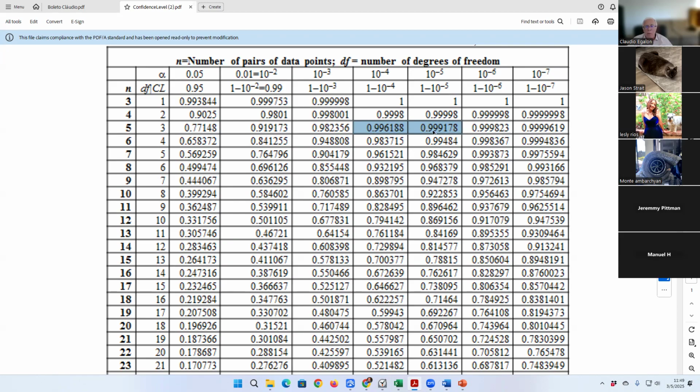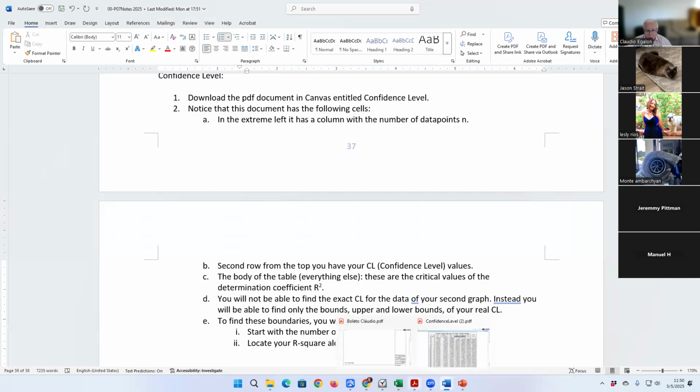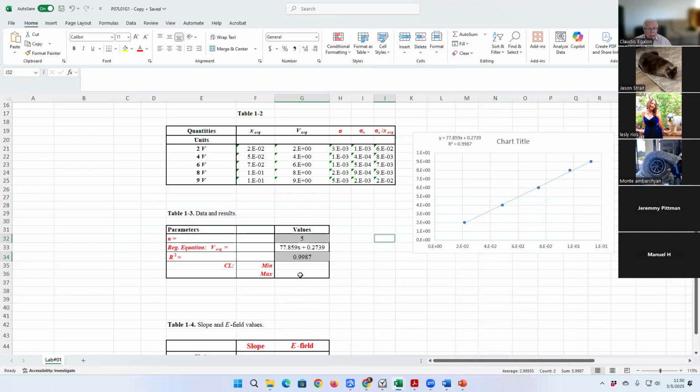Now that we located where your R square is in this row, you just read the lower bound of the CL, which is this number, and the upper bound of the CL, which is this number here, okay? With this table, again, I'm going to repeat, you cannot find the exact value of the CL, but you can find the boundaries where it lies, okay? And that's exactly the two numbers that you're going to write down as the bounds of your CL in this table. Upper bound or maximum, right? And lower bound or minimum.